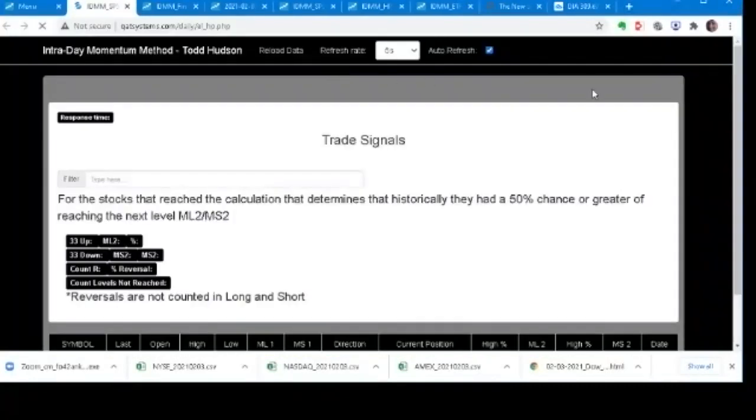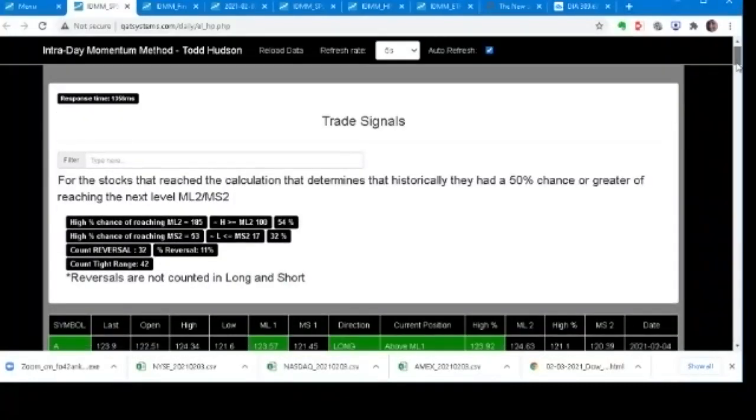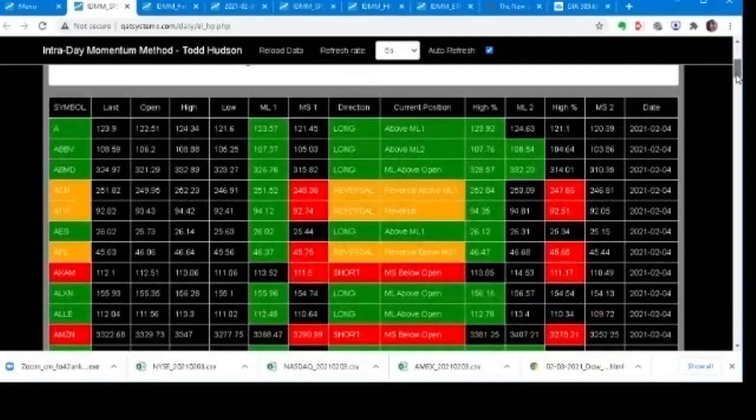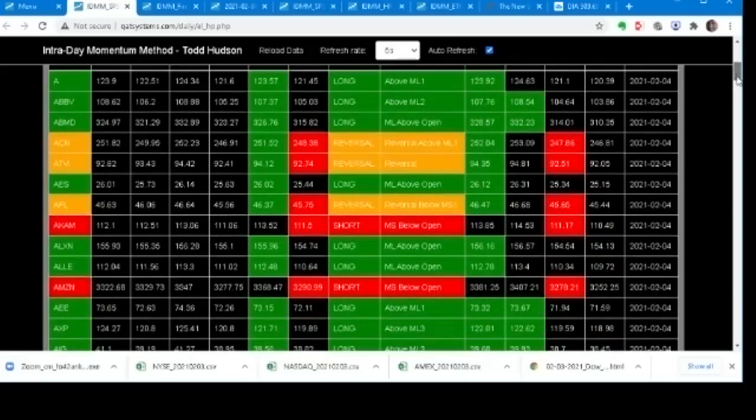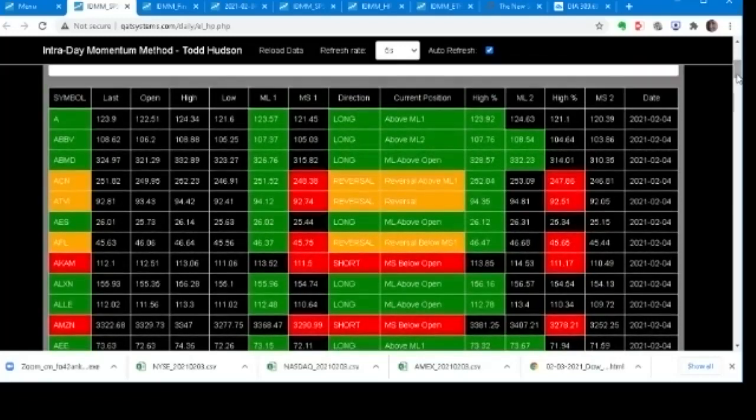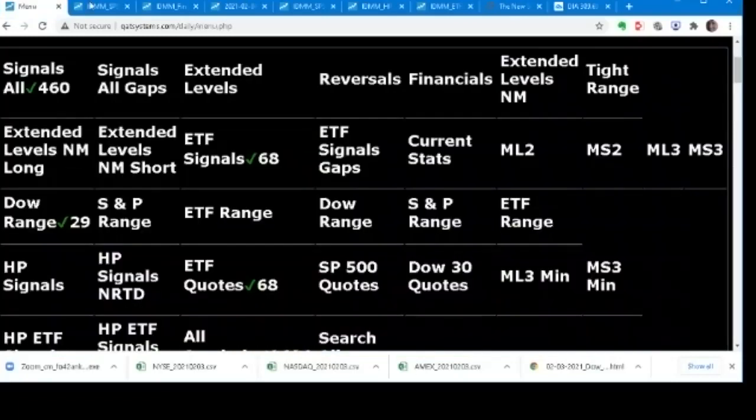And this is the extended levels page. As I'll demonstrate to you in just a few minutes, there's a calculation that I came up with, that there's a 50% chance historically that a level made it to the ML2. And I'll go over exactly how I came up with that calculation.